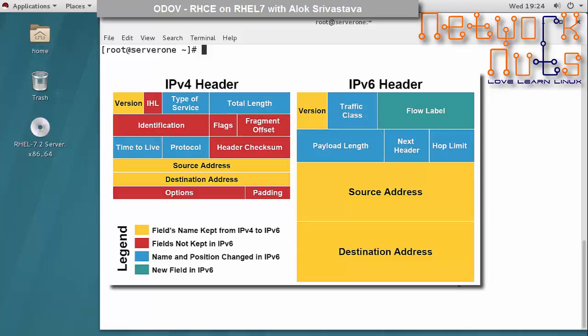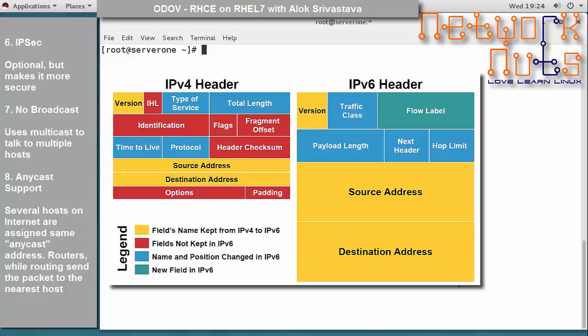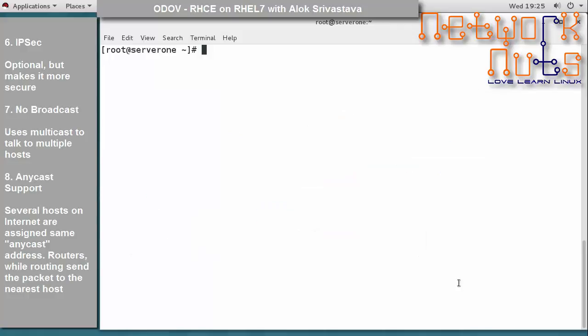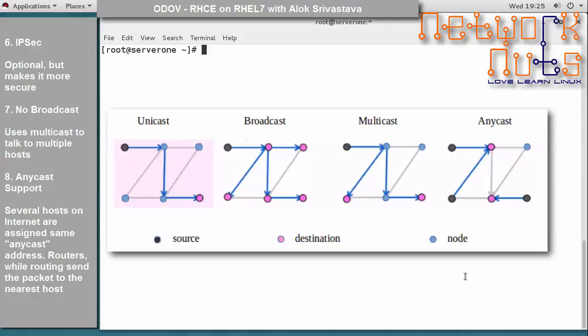The sixth feature of IPv6 is IPsec, as I have told you. It creates an end-to-end tunnel between the source and the target. Though it is optional, that makes it more secure. Another very interesting feature is no broadcast. If you know IPv4, then while configuring the client with DHCP, the client needs to broadcast. So in IPv6, there is no broadcast. It uses only multicast to reach multiple hosts or machines.